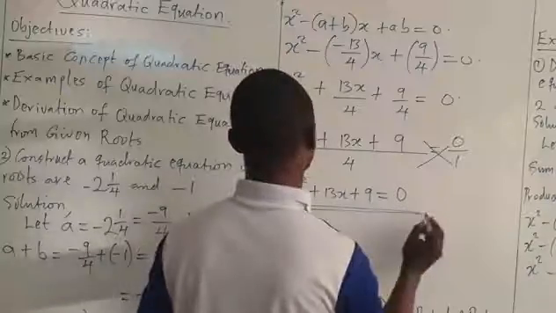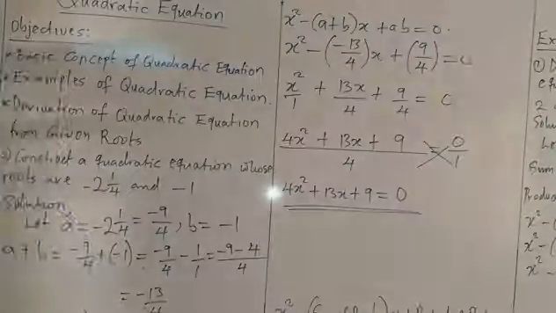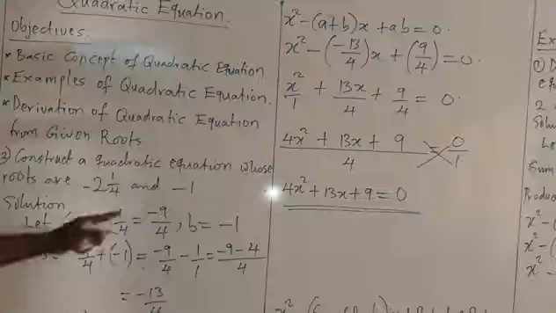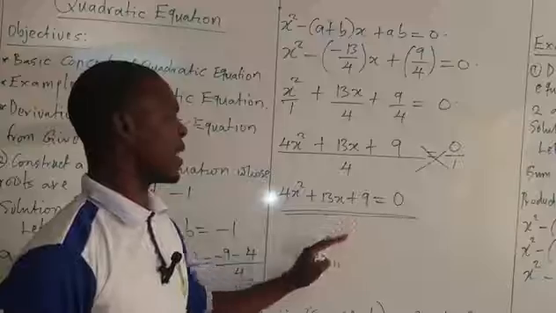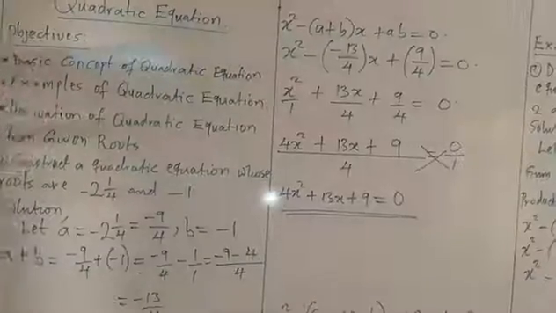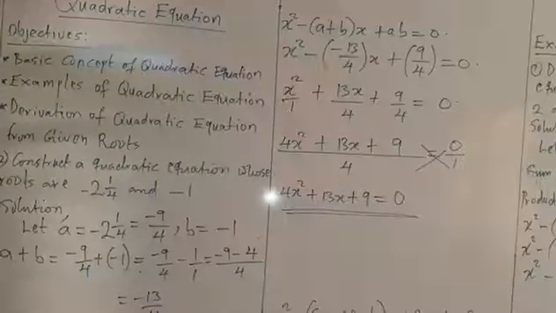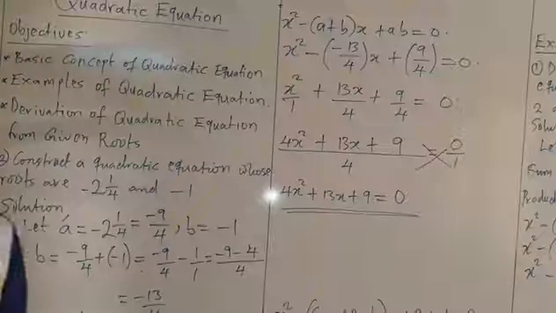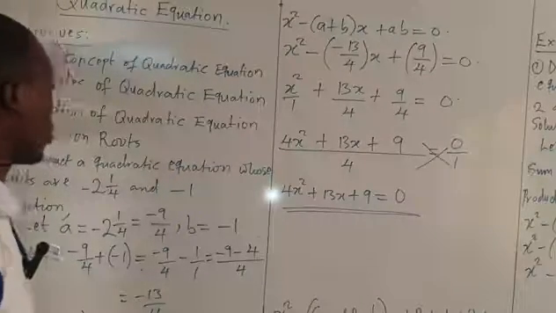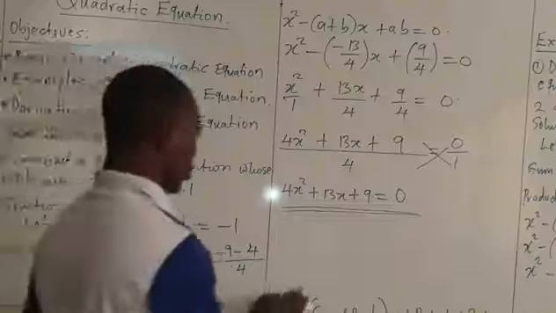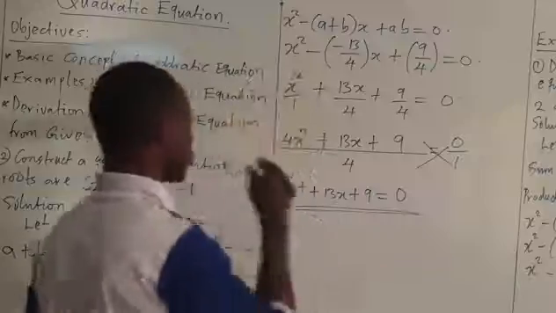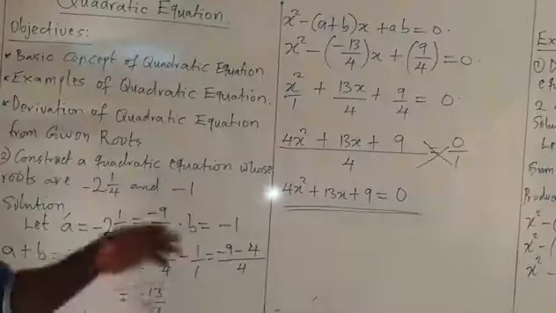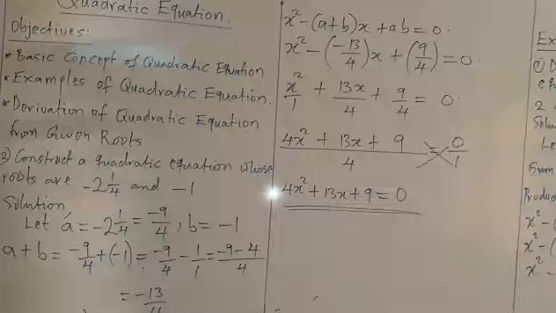So the equation that has minus 2 whole number 1 over 4 and minus 1 as its root is 4x squared plus 13x plus 9 equals to 0. So this is how to derive or how to construct a quadratic equation from given roots. So roots of quadratic equation is always the solution to that quadratic equation. So another name for root is also known as solution. So that is that on question 2.